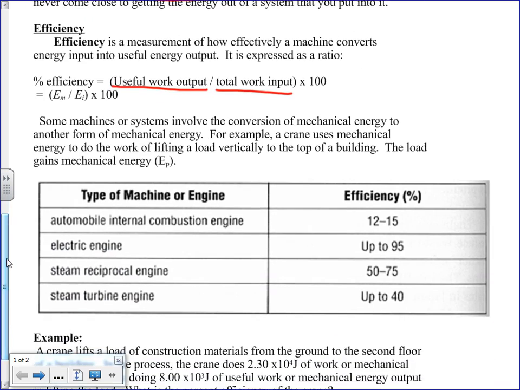So some machines or systems involve conversions of mechanical energy to another form of mechanical energy. Anytime you convert one form of mechanical to another form, energy is going to be lost. Usually there's going to be some sound, usually there's going to be some thermal energy, things like that. So if we're looking here, an automobile internal combustion engine, like we said, is anywhere between 12 and 15% efficient. An electric engine is up to 95% efficient.